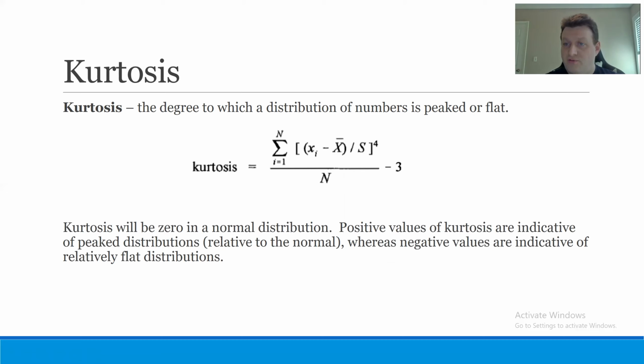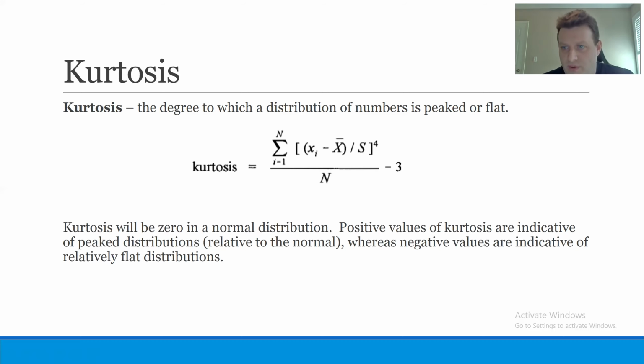Okay, kurtosis for a normal distribution will be 0. It will not be super peaked, it will not be super flat, and it will have a characteristic curve. Positive values are going to lead our data set to be more heavily peaked, with more values in the middle, and values less than 0 are going to indicate that our data set is more flat.